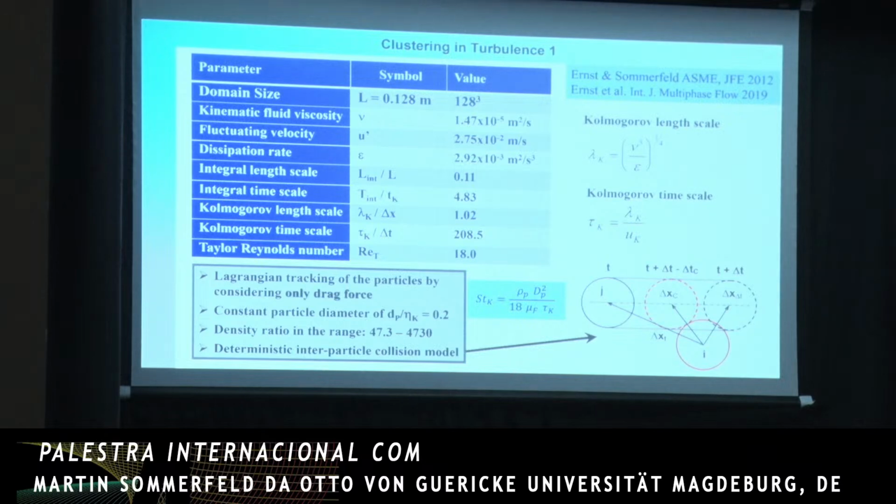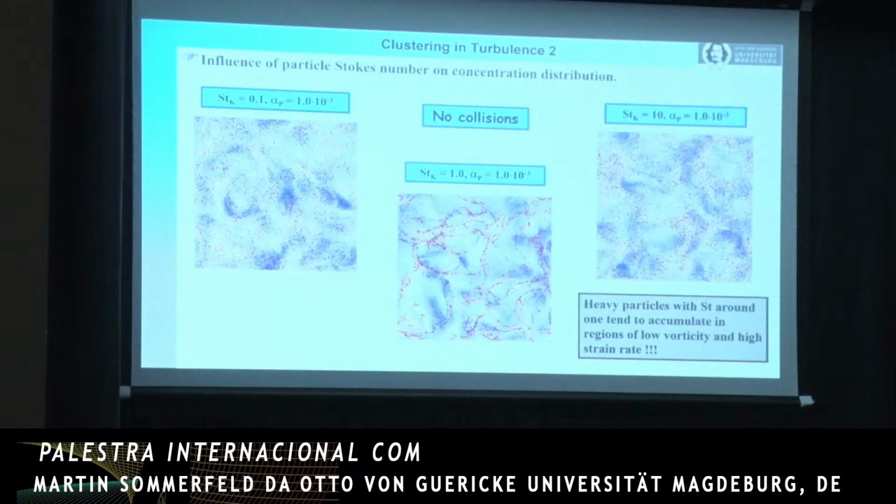So Taylor-Reynolds number. And here are the particles, Lagrangian tracking of point particles, only drag, no gravity. Then constant particle diameter, 0.2 of the grid size. So the particle is also smaller than the grid size, of course, and we vary the density of the particle. We have used a deterministic interparticle collision model. These are the different definitions of the length scale and scale of Kolmogorov. Here are the references if you want to have a detailed look.